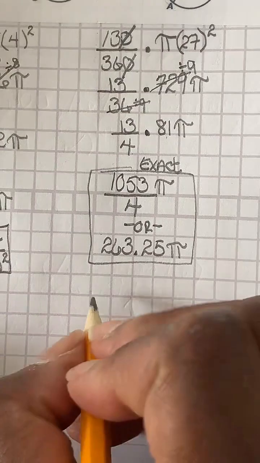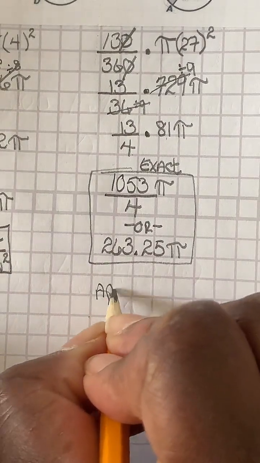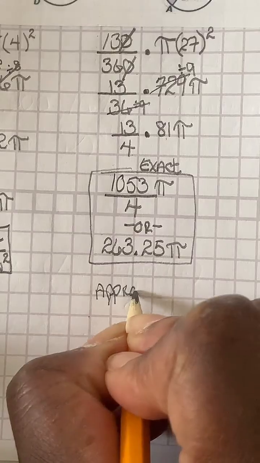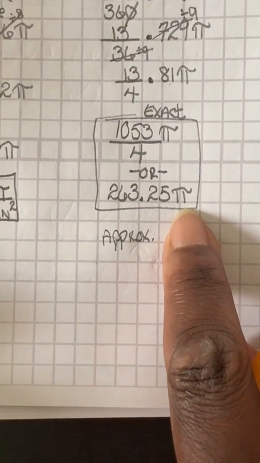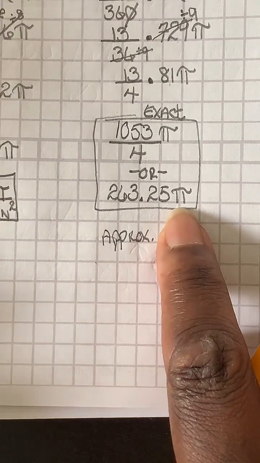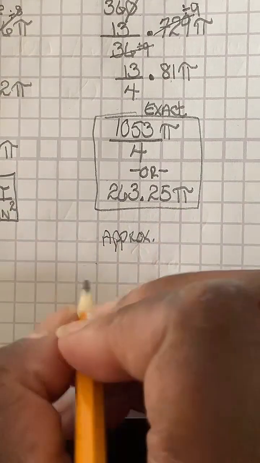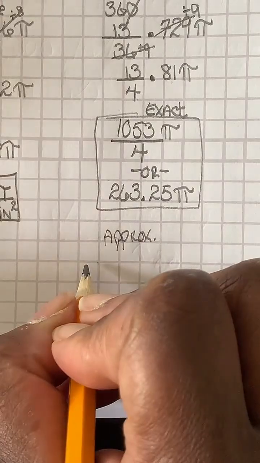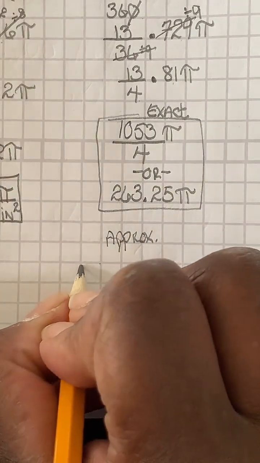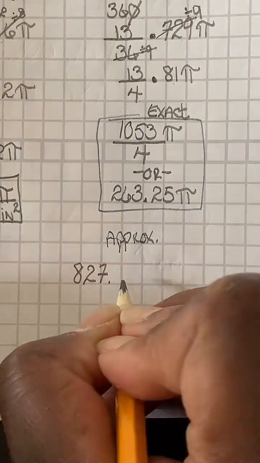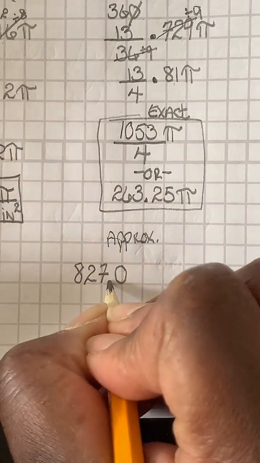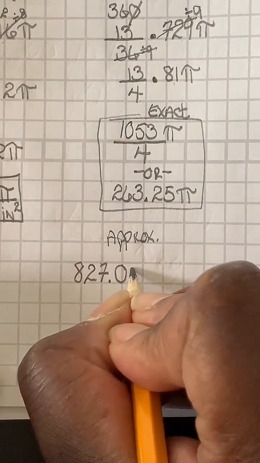Okay, but if I want the approximate, you actually multiply the pi. And when I multiply the pi, oh, I get this lovely, lovely little answer. So 827.